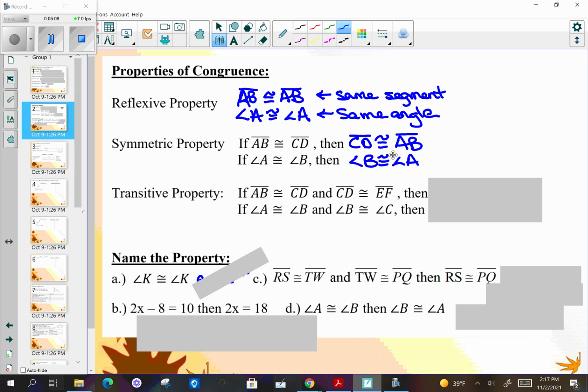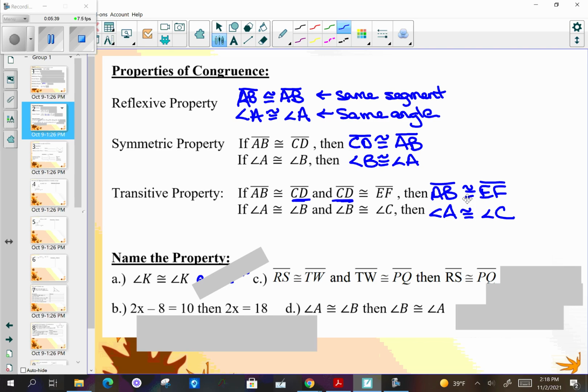And then last but not least is your transitive property, and that's if segment AB is congruent to segment CD and segment CD is congruent to segment EF. We can kind of look at that CD being in the middle of both of these and say, well, it's the same as AB and it's the same as EF, so then AB must be the same as EF. And the same thing with angles. So if segment AB is congruent to segment CD and segment CD is congruent to segment EF, then segment AB is congruent to segment EF.